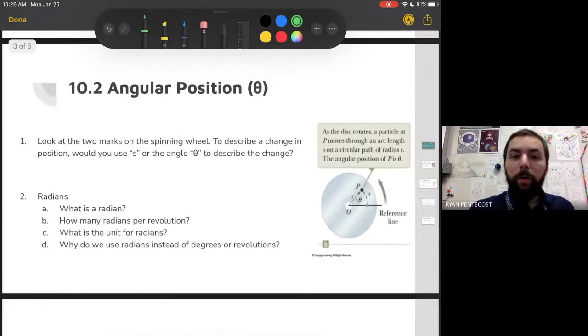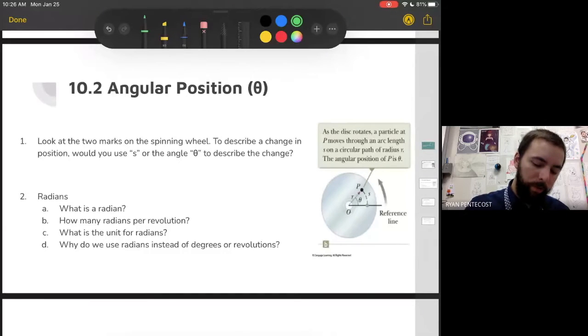Right, so today we're going to talk about angular kinematics, like we said. We're going to talk about angular position, angular speed, and angular acceleration. So if we look at the 2 marks on this spinning wheel to the right, we have an initial point here, and then you have your final point here, right? If you want to describe the change in position, would you use S, the arc length, or would you use the angle theta to describe its change?